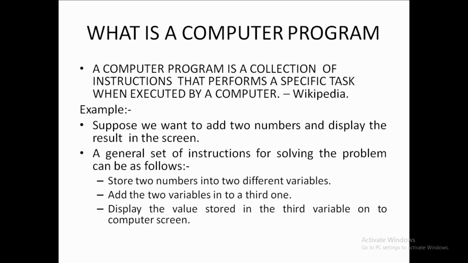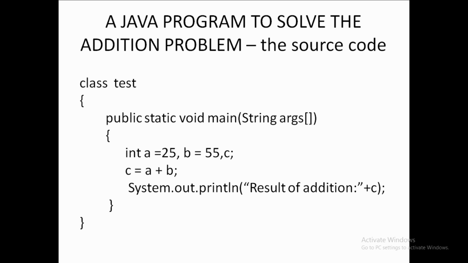Now, if we want to perform this task using a Java program, we can write a Java program like this. As you can see, we have written a class named test, and inside this class we have written one function, main. Inside that function we have declared three variables, namely a, b and c. In the second line we have added these two variables into a third one, c, and finally through this line of code I have displayed the value stored in the c variable onto the computer screen.